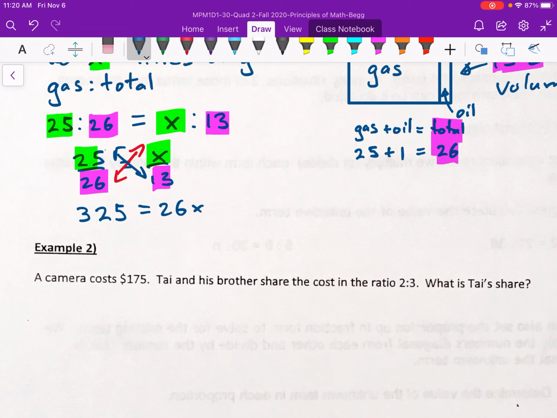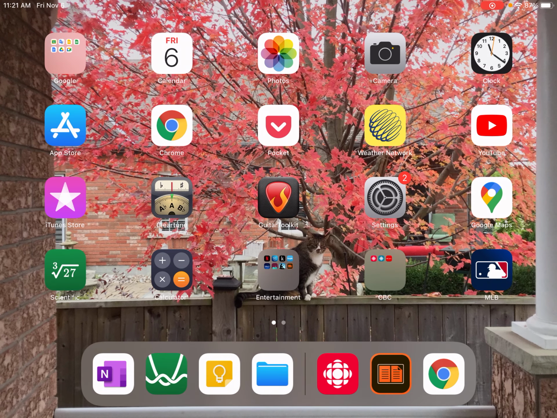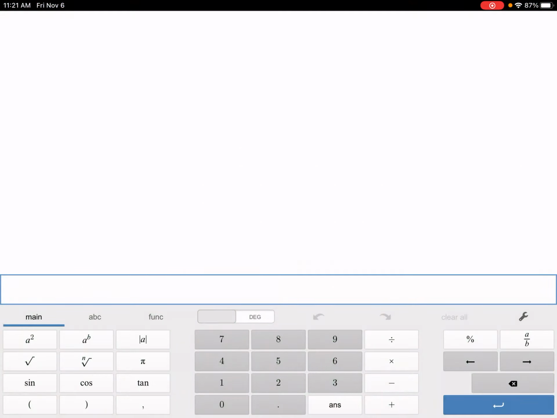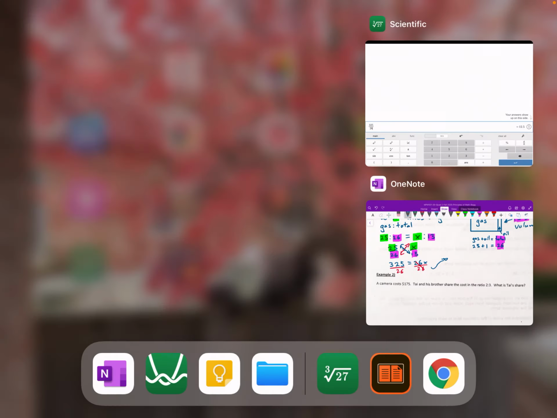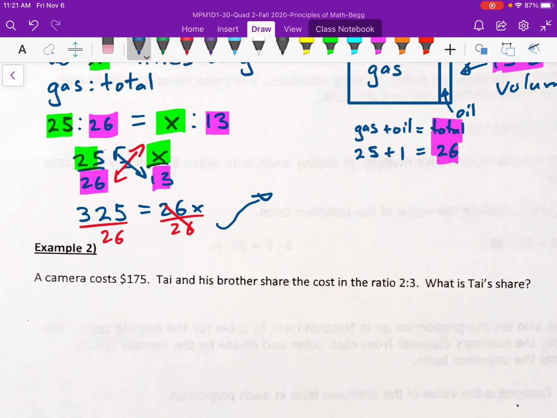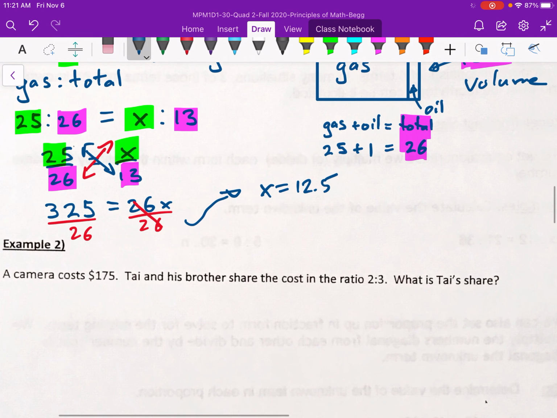And then if I divide each side by 26, now this might be a little harder for me to do in my head, so I'll go to my calculator. There it is. 325 divided by 26. And you can see on the right-hand side it says 12.5. So X equals 12.5. But remember, X is just the liters of gas. So now we know that there's 12.5 liters of gas in the tank.